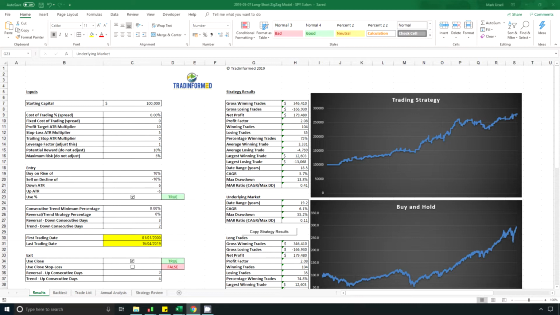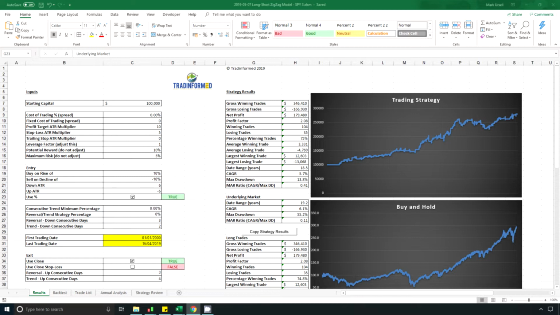The first of these is, instead of using the Zig Zag indicator as an entry and exit, I'm going to be using it as a long-term filter. Because this is a long-only trading strategy, I'm only going to be entering trades when the Zig Zag indicator is in the long direction. Secondly, I have introduced two new entry triggers.